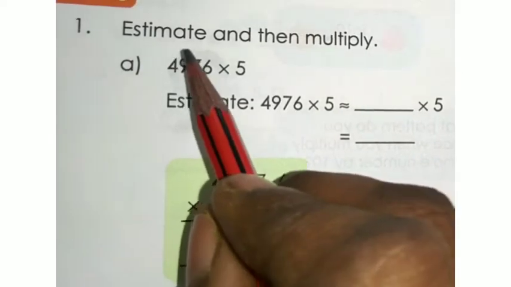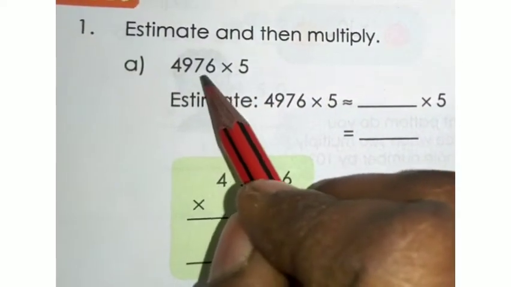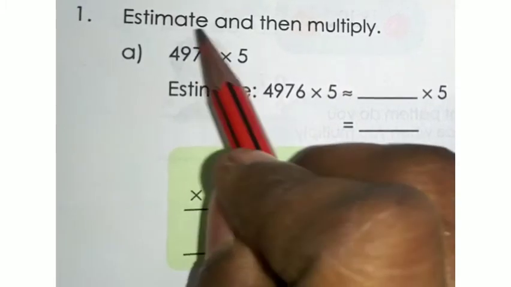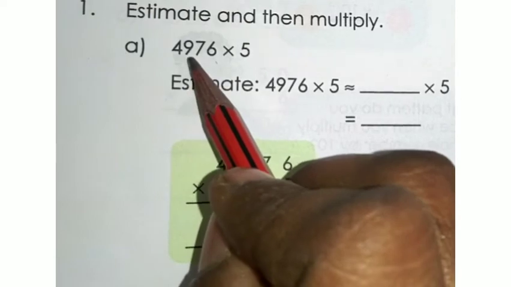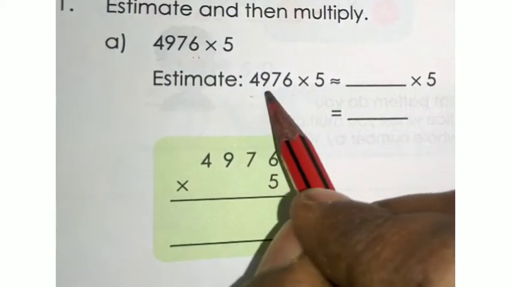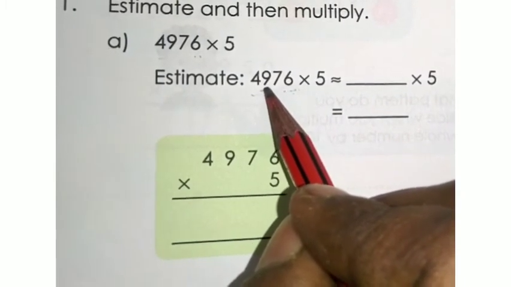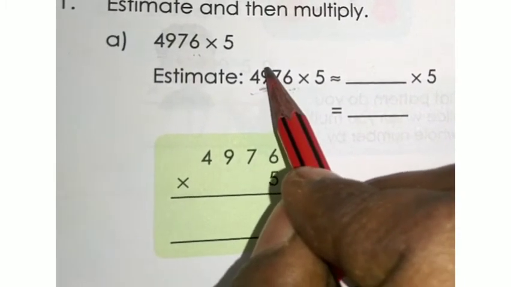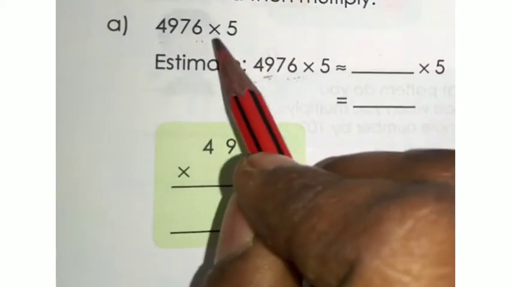Now listen, children. Next, estimate and then multiply. Now we are going to estimate it. Estimate means round off value. Find the round off value for the given 4-digit number 4976. What is the round off value for 4976? You have to round off to the nearest value in the hundreds place, which means you have to add one value to find the nearest value, and you have to go before.